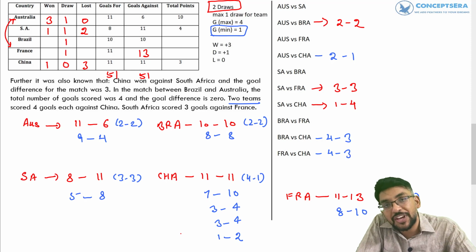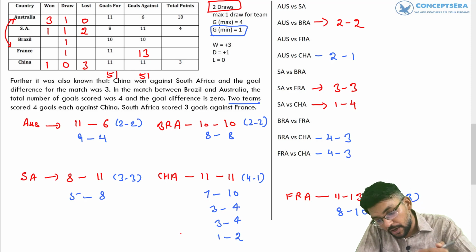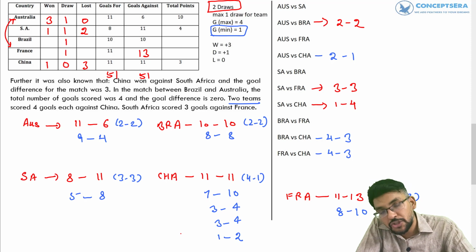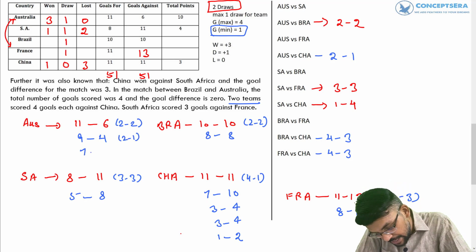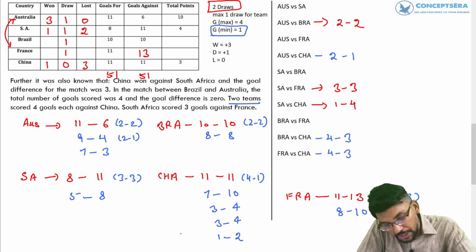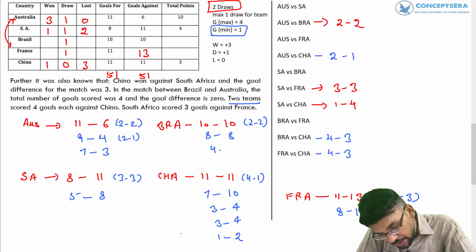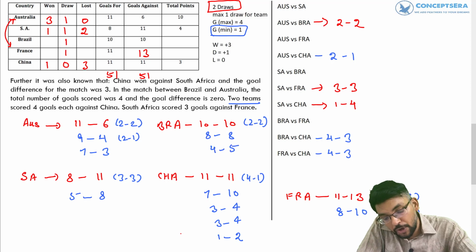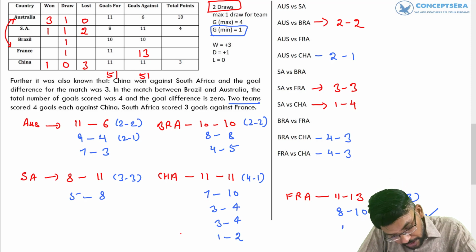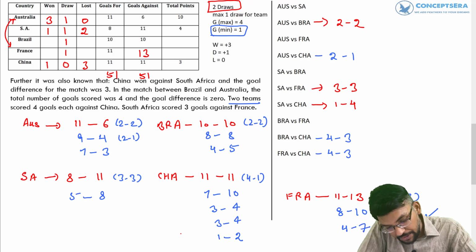Now after writing this, we can definitely change our goal lines. Because of the Australia-China match, the goal line was 2-1 here, so the left out goal line will be 7-3. And because of the Brazil and China match, the goal line was 4-3, so the left out goal line will be 4-5. Now because of the France and China match, the goal line is 4-3, so the left out part is 4-7 here.